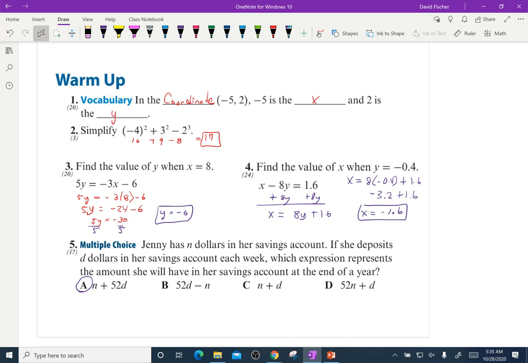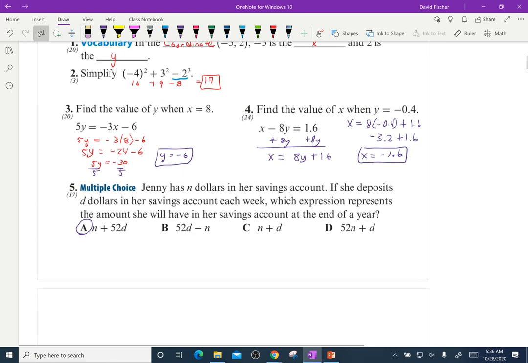On number 2, if you missed it, notice that 2 right here is not in parentheses. So that 3 only goes to the 2, and I bring my negative sign down. Again, that's a common mistake that kids make. So that should really be a -8 there. Problem number 3, you can just plug that 8 in for the x, and then solve and get the y by itself.